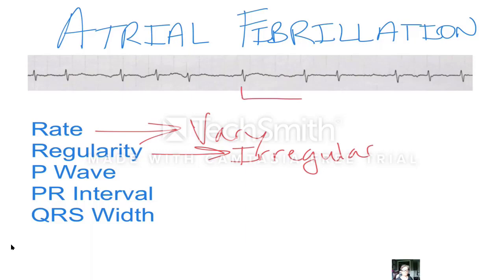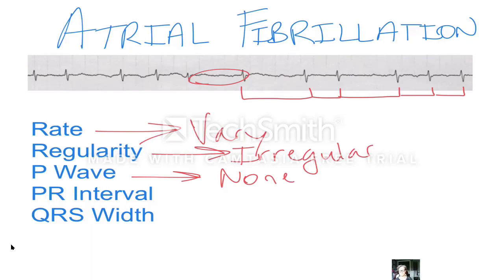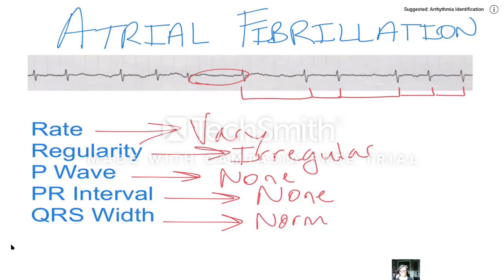And you can see here in the strip that each of these QRSs are a varying distance apart from one another. You'll also notice that there is no P wave. It's just this squiggly line that is not discernible as any major structure in the EKG. Because there's no P wave, there is no PR interval. And the QRS width is going to be normal for atrial fibrillation rhythms. So if you have no P wave, you see a squiggly line and the rhythm is varying quite heavily, there's a very good chance that you're looking at atrial fib.